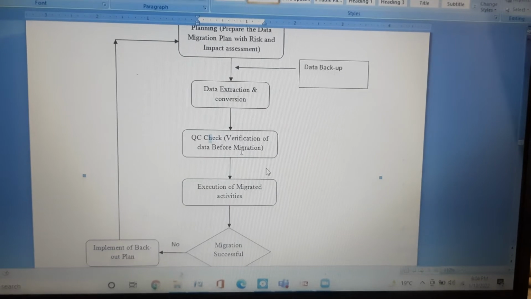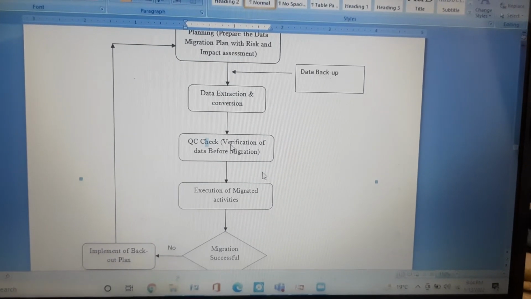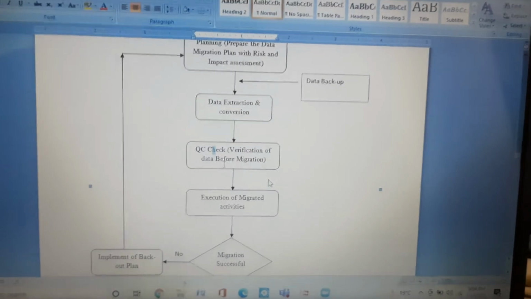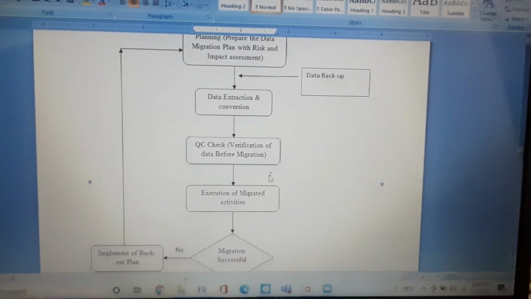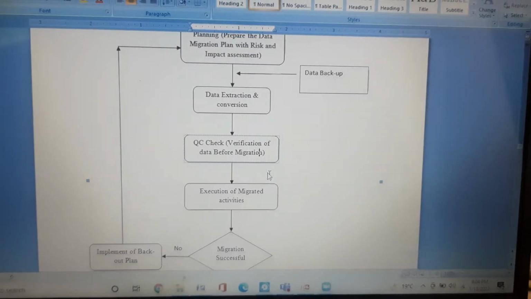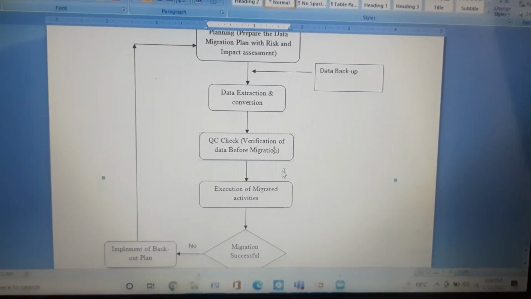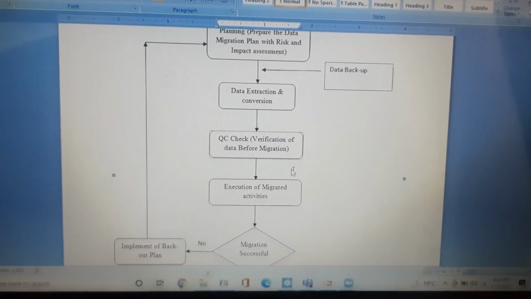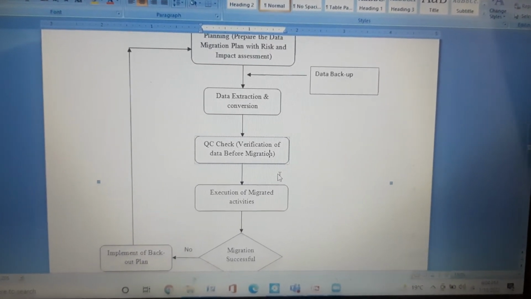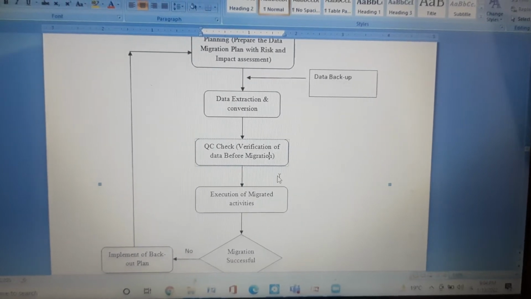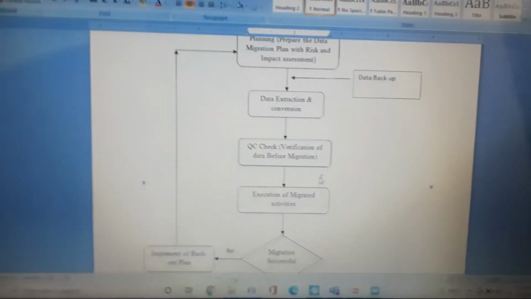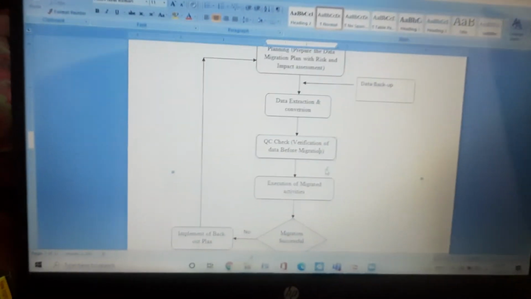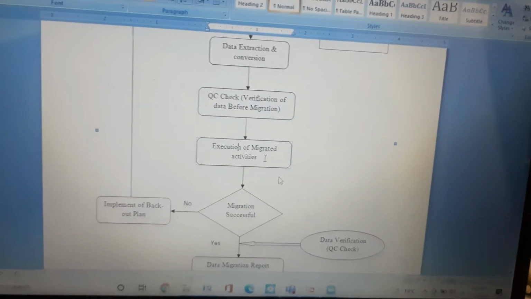Then apply a QC check before the data migration. We have to perform the QC check, which is the verification of the data before the migration. In this, we do a sample check. Send a small portion of a sample of the data and check whether it is successfully transferred into the new system or not. If it is successfully transferred, then we will be assured that if I migrate my data, it will be 100% successfully migrated into the new system. Then after a successful QC check, you can execute the migration activities.